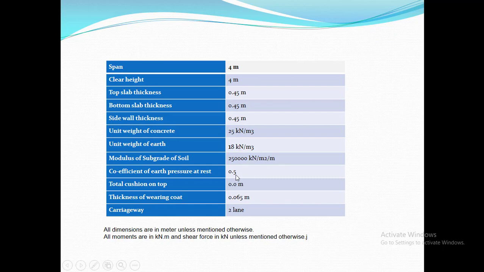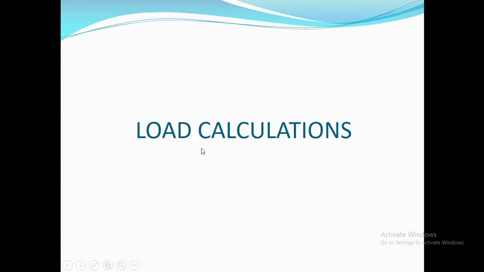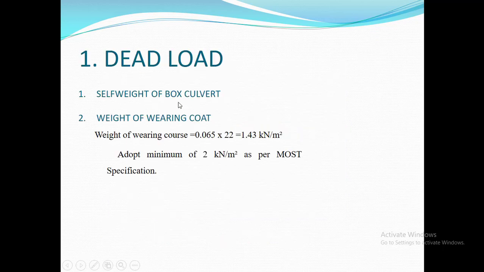Coefficient of earth pressure is 0.5. Total cushion on top is 0; we consider 0 cushion, so we are taking 0. Thickness of wearing coat is 65 mm and carriageway is 2 lane. Loading calculation: first of all, we take the self weight of the box culvert and the weight of the wearing coat. If a wearing coat is present on top of the slab, that weight is also considered in the calculation.